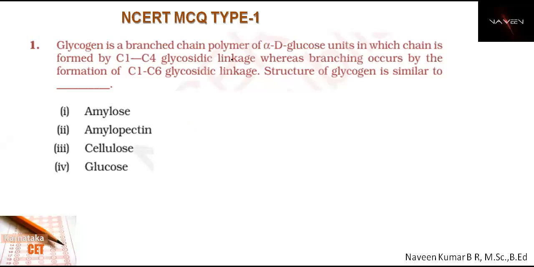What we need to understand is that it is C1-C4 glycosidic linkage with C1-C6 as the branch point. So the structure of glycogen is similar to the amylopectin structure. You can recall that amylose is the linear portion, whereas in amylopectin there is alpha 1,4 glycosidic linkage in the linear chains and the branching occurs at alpha 1,6 branch points. Hence the information given is correct with respect to amylopectin. The correct answer is option 2.